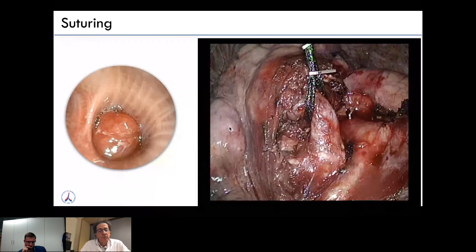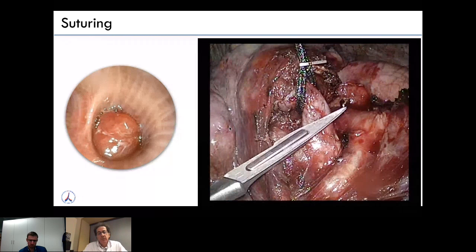The second situation is when you are dealing with this kind of carcinoid tumors, with an excellent indication for sublobar resection. In many cases, there is no need to perform a lobectomy, especially for the typical carcinoid tumor.